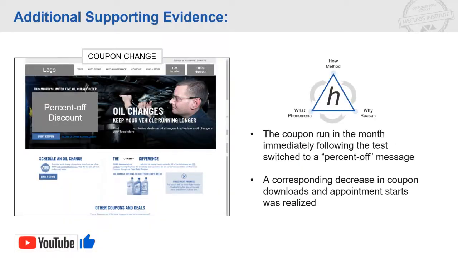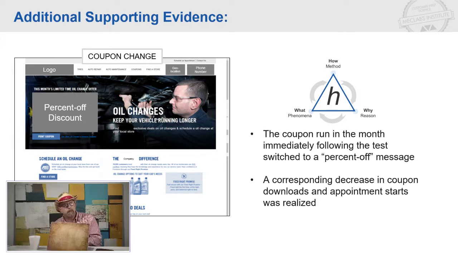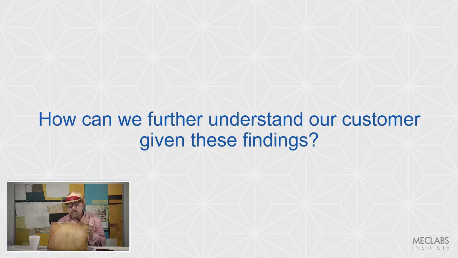And let's go back to the experiments again. So here we go, a coupon change. The coupon runs in the month immediately following the test. It switched to a % off message. This was a new coupon. With a corresponding decrease in coupon downloads and appointment starts was realized. That was an indicator to us. We thought about that. What does that mean? And how can we further understand our customer given these findings?